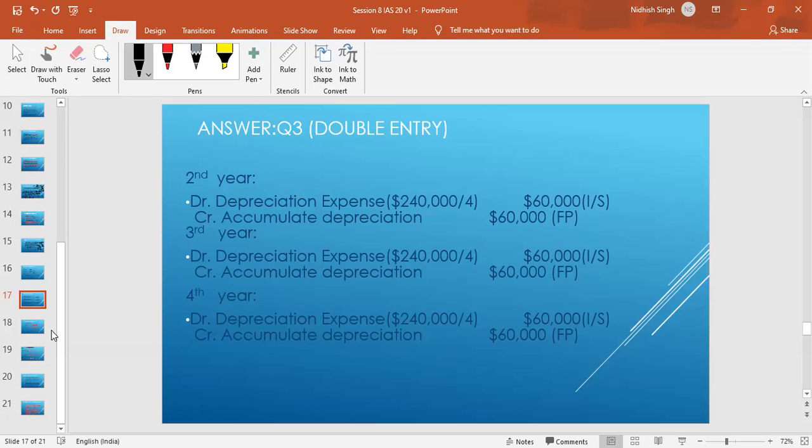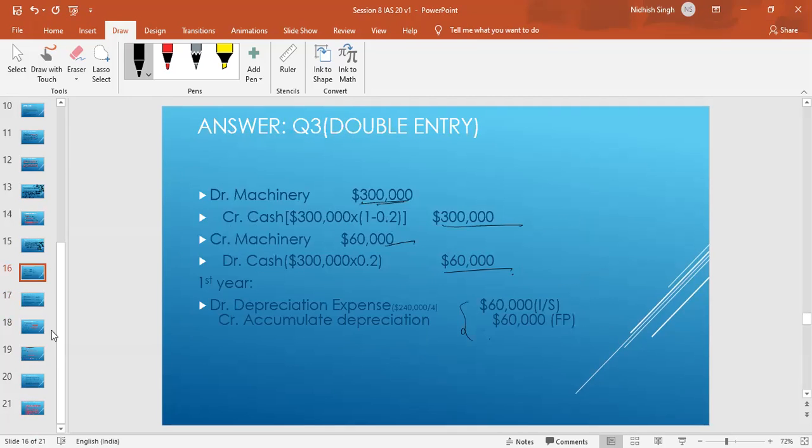But the depreciation for the entire asset should be calculated. That's why it is 60,000 only for the grant amount. See, it is starting from here actually. So this is reflecting the depreciation on the grant amount. So 300 minus 60 and 240 minus 4. So that is the depreciation expense.